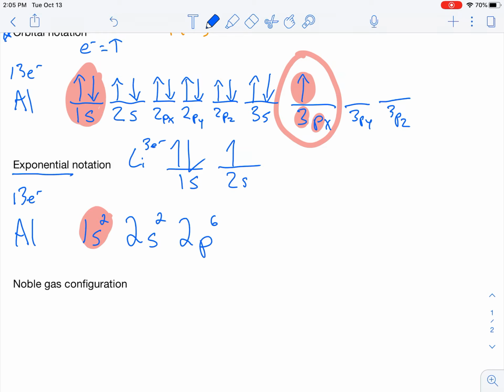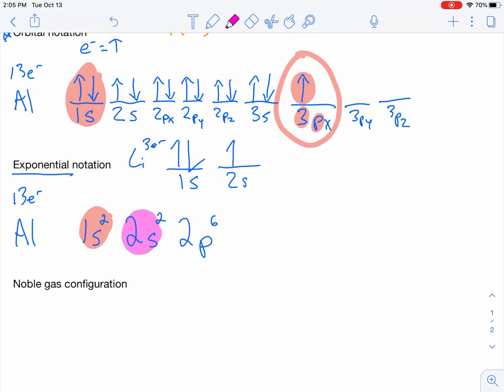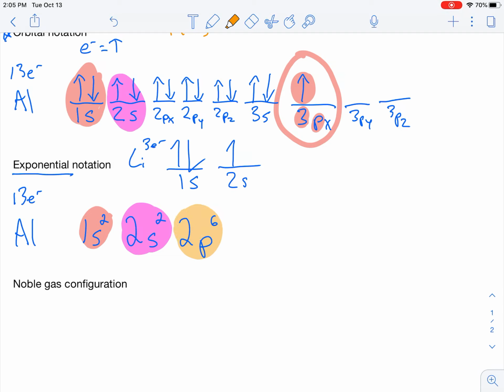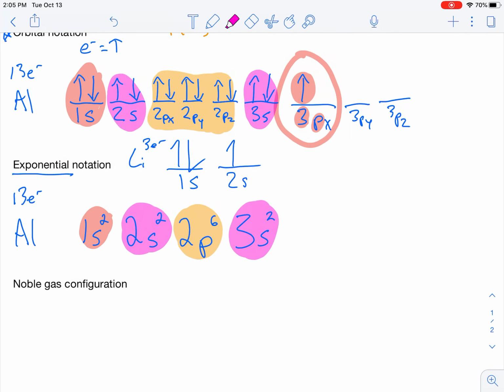Like I said, you don't have to show the orientations for exponential notation. You just need to show the actual orbital, the shape of the orbital. So here we have the same information. There's 2s, and now we have 2p6. All of this information is the same, but now I'm just using an exponent for those electrons. After that is going to become 3s2. Here's the same information for 3s2. And finally, I need to put 3p1 down.